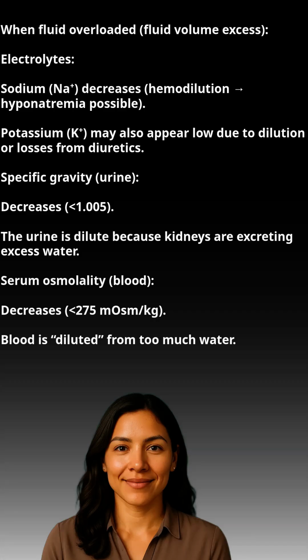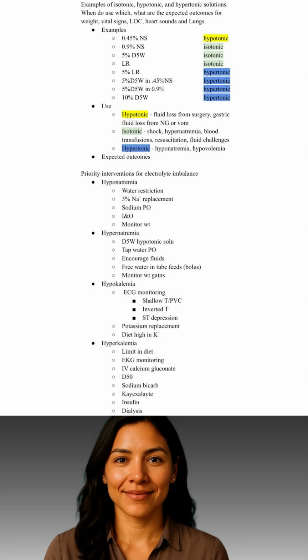Let's examine the common IV solutions you'll encounter in your clinical practice. Beginning with hypotonic solutions, the primary example is 0.45% normal saline. For isotonic solutions, remember these three key options: 0.9% normal saline, 5% dextrose in water, and lactated Ringer's solution. For hypertonic solutions, we have 5% lactated Ringer's, 5% dextrose and 0.45% saline, 5% dextrose and 0.9% saline, and 10% dextrose in water. Let's understand the clinical applications of each type.